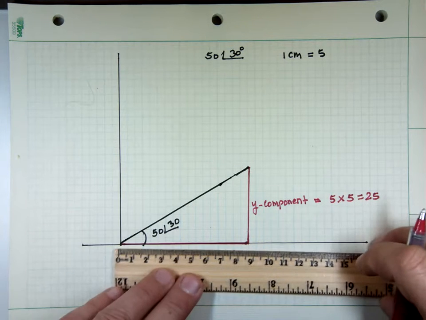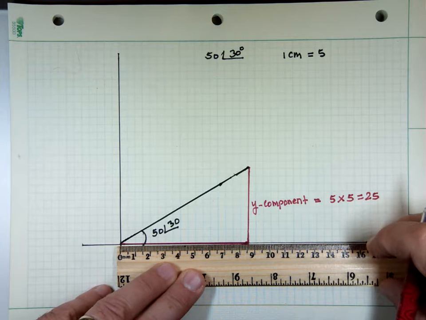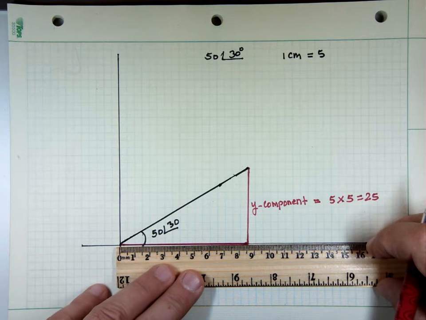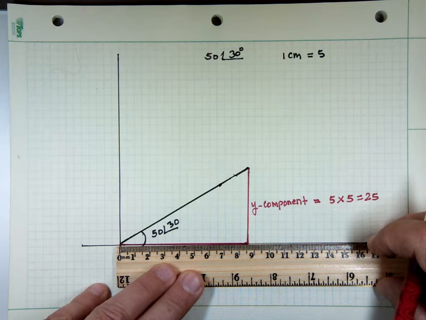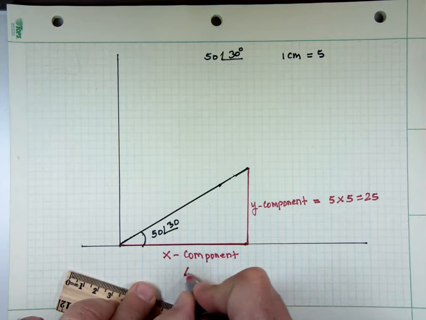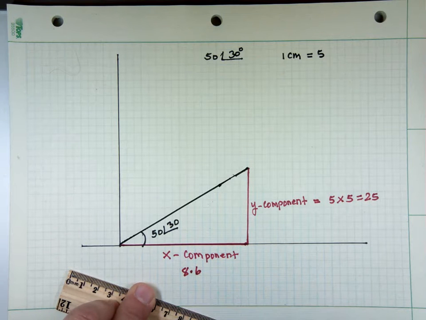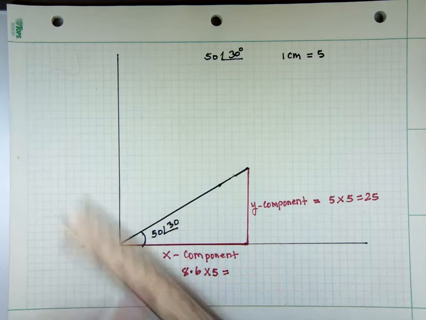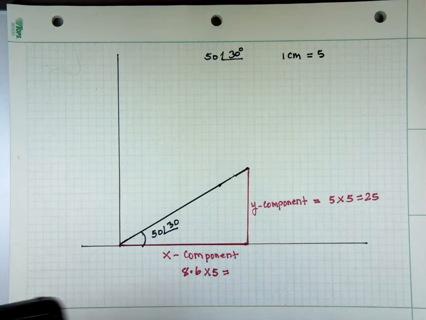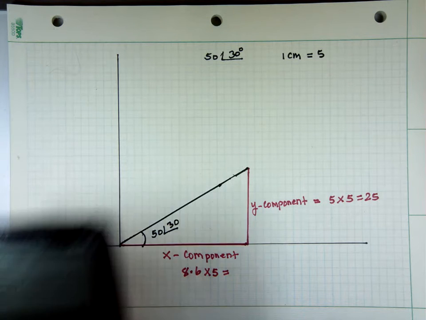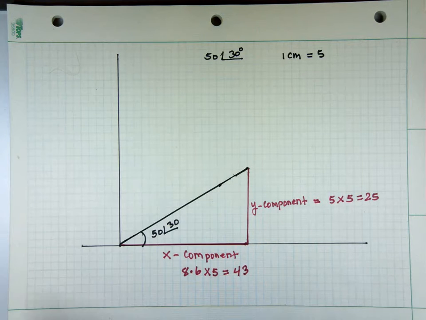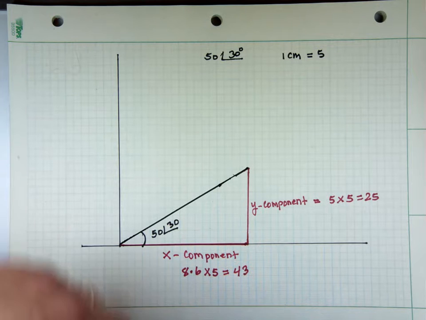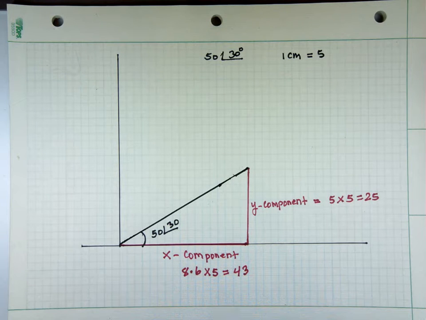And the x component here, let's measure that. I got just a hair over 8.5, like 8.6. My scale is 5 units. What's 8.6 times 5? It's 43 units. Let's see if these are actually correct. This is how we do them graphically.